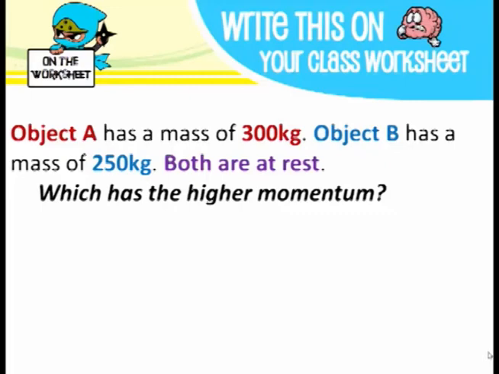Alright, so question number 2. Object A has a mass of 300 kilograms. Object B has a mass of 250 kilograms. Both of those items are at rest. Which object has more momentum? A little bit of a trick question here, because I know a lot of people might want to say they have the same momentum, but the correct answer here would actually be they have no momentum. Both objects have 0 momentum.